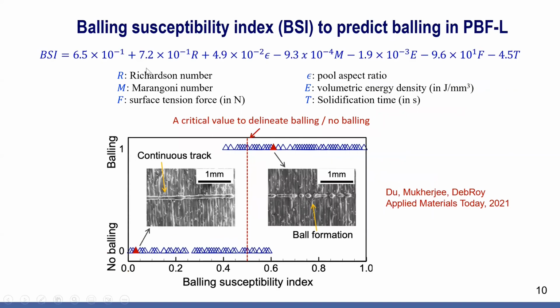So here again, we do some regression analysis with different variables like pool aspect ratio, Richardson number, Marangoni number, surface tension force, solidification time, and the amount of energy that we are putting into unit volume. And we find that the separation between balling and no balling can be very, very straightforward, using this balling susceptibility index to predict the occurrence of balling, and the critical value is about a susceptibility index of 0.5. And a paper explaining the details is available in Applied Materials Today that was published last year.